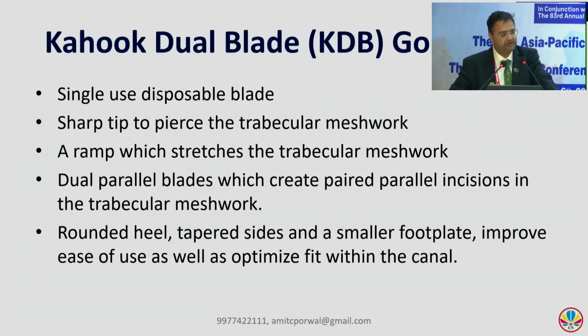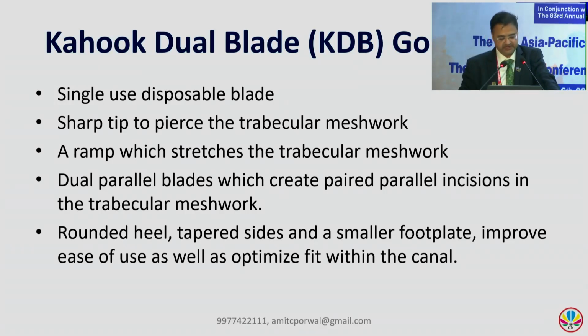Coming to the curved dual blade, it is more expensive than bang, because bang is 1 rupee and the curved dual blade is about 30,000 rupees. But still, it is a good instrument, though it depends on how much your patient is going to afford. It is a single-use disposable blade. There's a sharp tip that pierces the trabecular meshwork. There's a ramp which touches the trabecular meshwork, and it has dual parallel blades, which create a paired parallel incision of the trabecular meshwork.